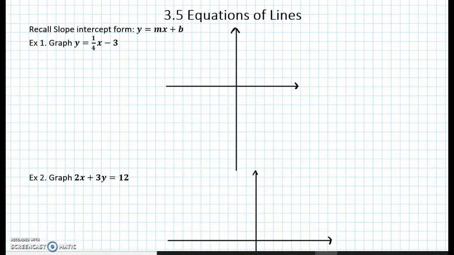Alright, so here we're going to be graphing equations and also writing them in a new format. So recall our format, which is the last one that we talked about. Slope-intercept form is y equals mx plus b, where m is the slope and b is the y-intercept. So for example number 1, they already gave it to us in slope-intercept form, so that's a lot easier. So our slope is 1/4, and then our y-intercept is -3. All right, and you're going to label these.